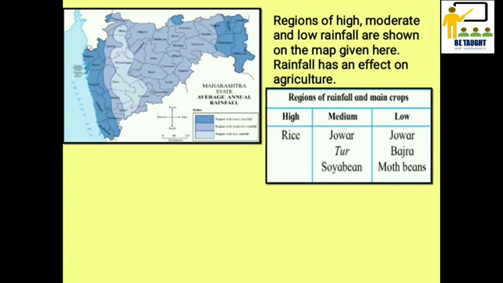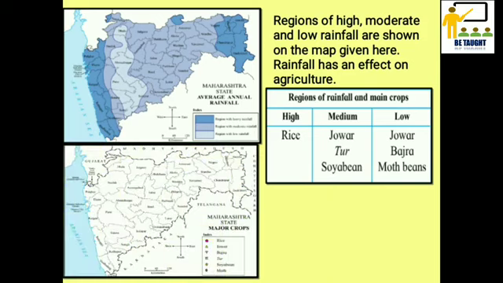Now in this table they have given us the regions which have high, medium and low rainfall and the main crops. And this map tells us about the different major crops that are grown in different regions.